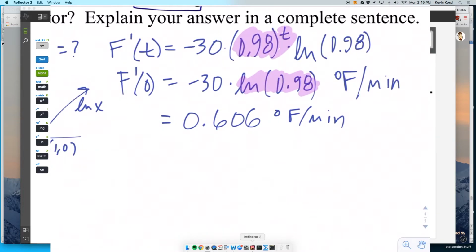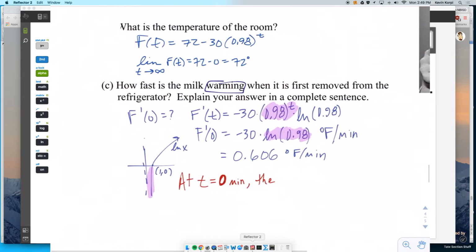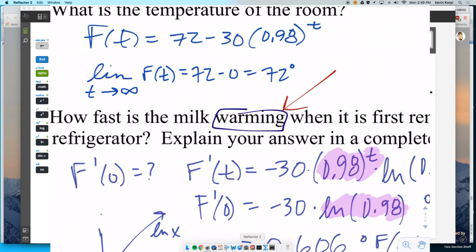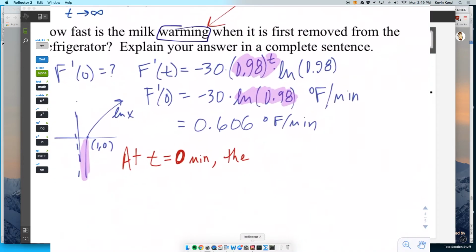All right, so in a complete sentence then, like the cold yam, we always start with what? Well, not since. At t equals 0 what? Minutes, seconds? Minutes. Yeah. If you don't put your units on both your independent and dependent variable, you're not going to get the point. So at t equals 0 minutes, comma, you could say the temperature of the milk is increasing, but what word did I use in my sentence? Warming. So try to reuse their wording.